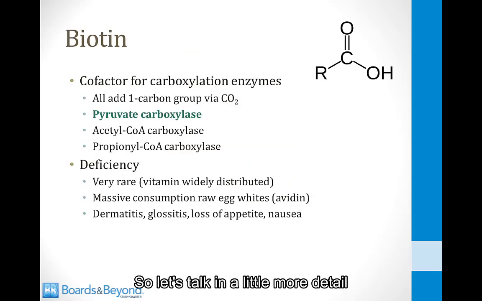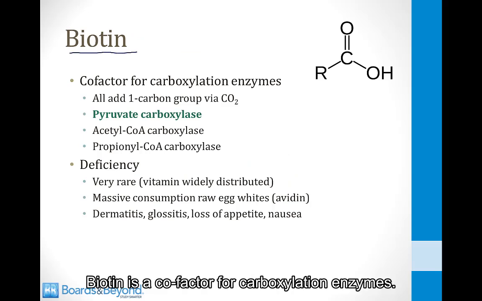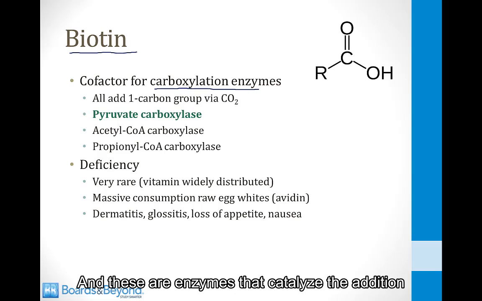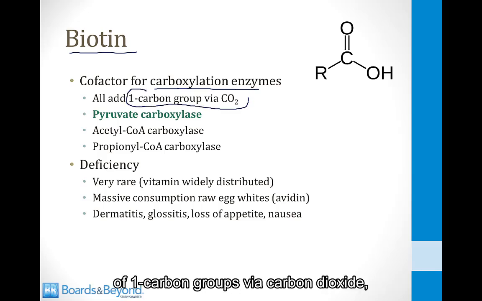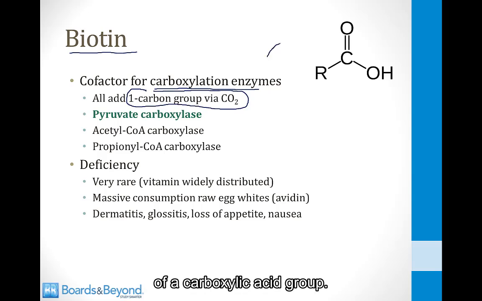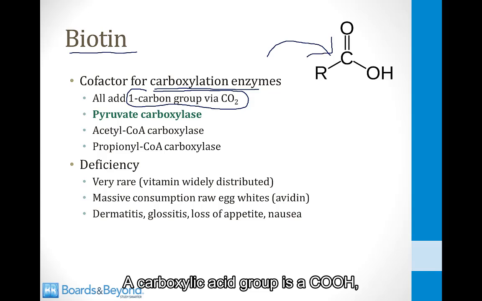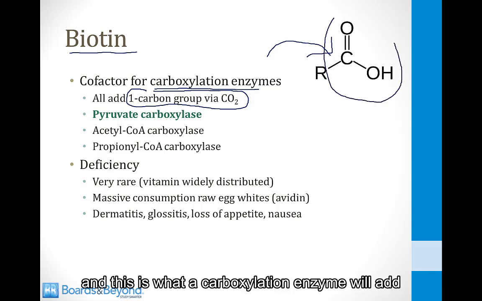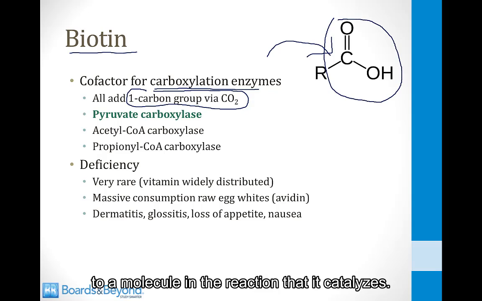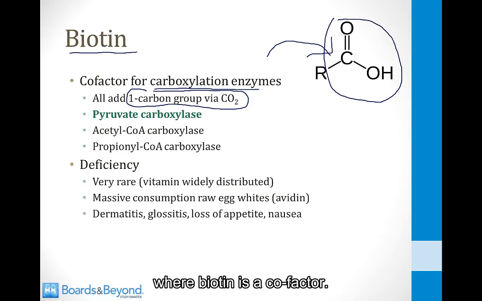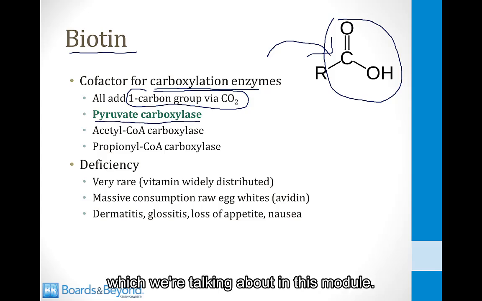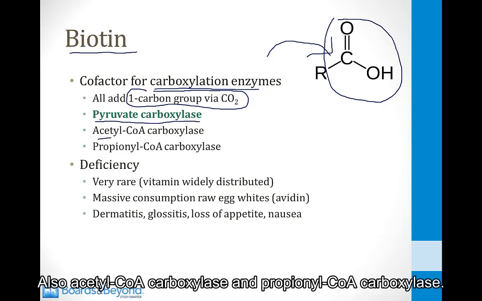So let's talk in a little more detail about the vitamin biotin. Biotin is a cofactor for carboxylation enzymes, and these are enzymes that catalyze the addition of one carbon groups via carbon dioxide. Specifically, they catalyze the addition of a carboxylic acid group. A carboxylic acid group is a COOH, and this is what a carboxylation enzyme will add to a molecule in the reaction that it catalyzes. There are three important metabolic enzymes where biotin is a cofactor. The first one is pyruvate carboxylase, which we're talking about in this module, also acetyl-CoA carboxylase and propionyl-CoA carboxylase.